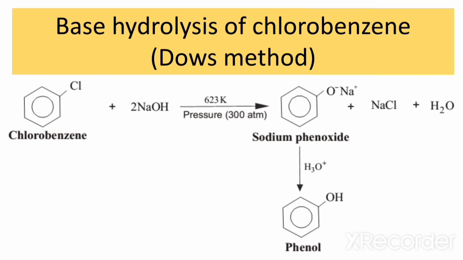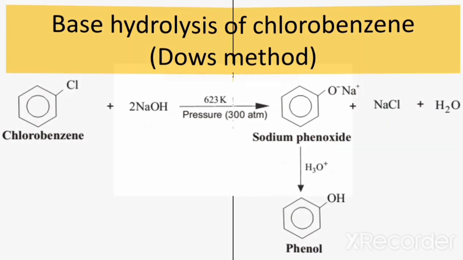And we get the sodium phenoxide ion, a temporary intermediate, with the byproducts sodium chloride salt and water molecule. Then this sodium phenoxide ion reacts with the acid, because we have to replace the sodium with hydrogen to form phenol as a product. So this is the base hydrolysis of chlorobenzene, also known as Dow's method.